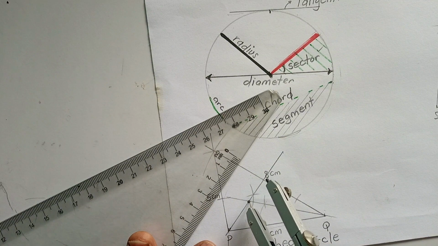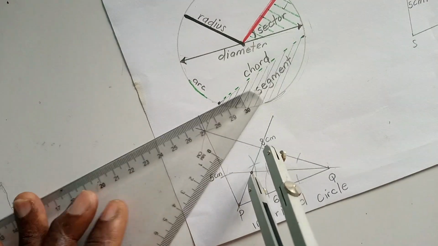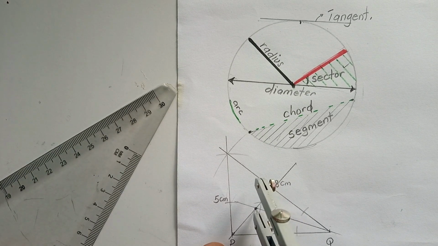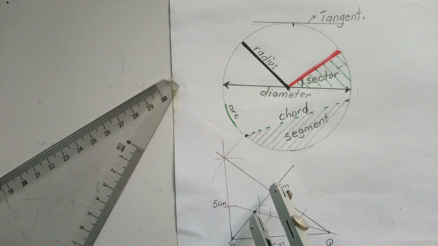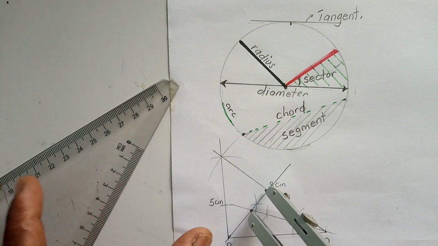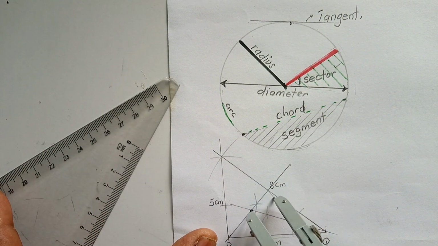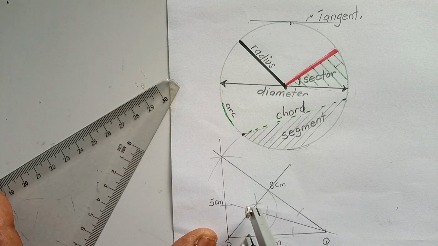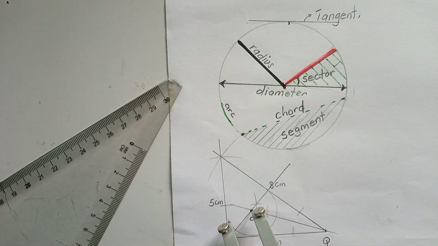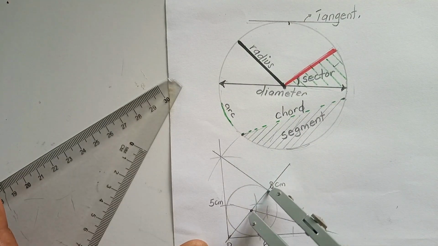I put it there at the center like that. Then I adjust it a little bit so that it touches them, and then I draw my circle like that. Draw my circle carefully. Draw my circle like that.